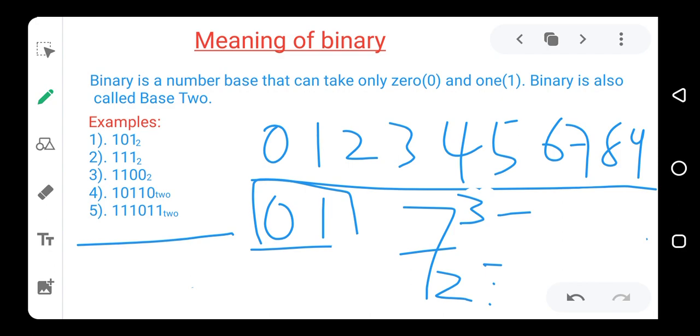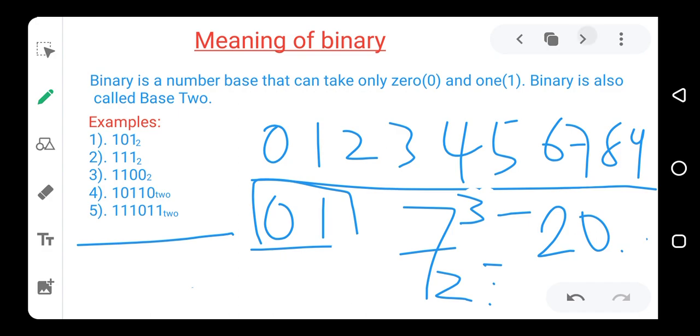So if you want to write your 20, you write your 20 without putting the base. But if you want to write any number in base 2, you must write 2 to indicate that the number is in base 2. If you want to write in base 3, you must also indicate the number by putting 3 as a base. Now let's look at how to count from 1 to 10 in base 2.